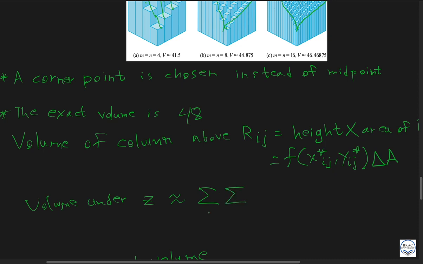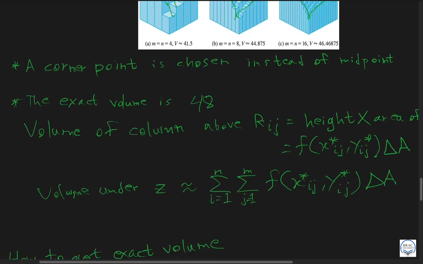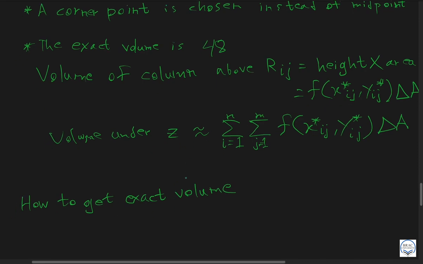Great. So the approximate volume under z should be the sum of all of these volumes of the rectangular columns. So we need two sums here, one for i, one for j. Both of them will start from 1 to indicate the R11 region, and then we will end at the Rmn region. So m was used as the division in the y-axis, and n was used as the division for the x-axis. And for each column, this part will remain the same thing: f of xij star and yij star times delta A.